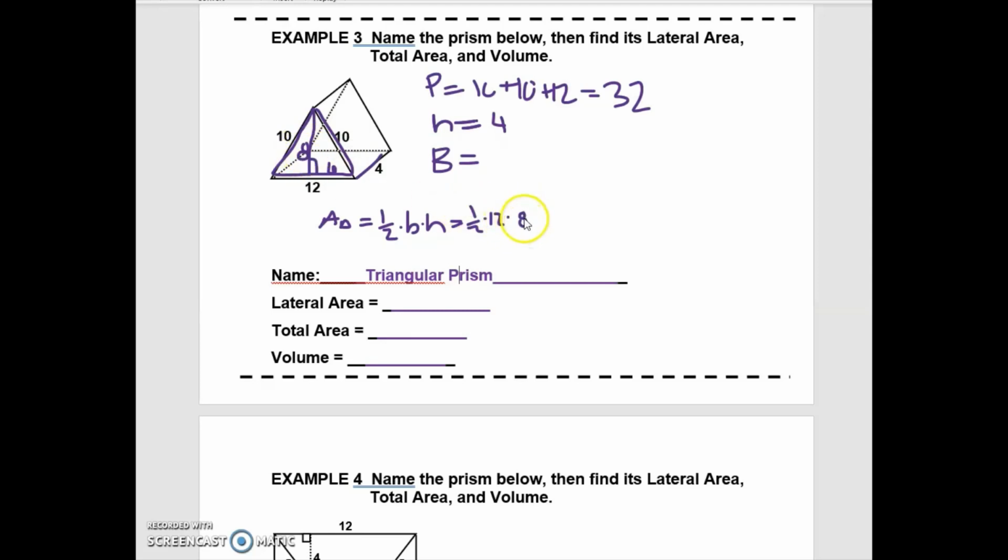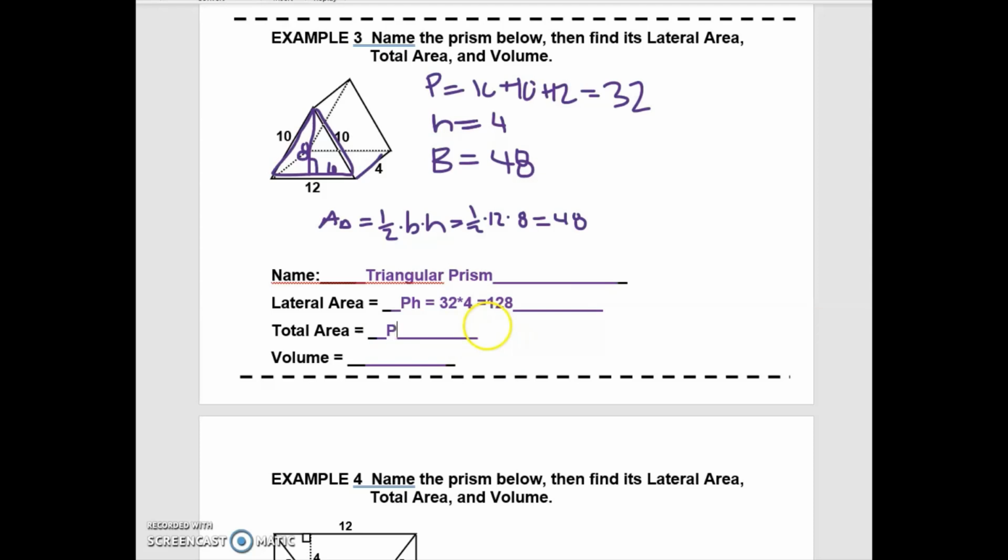If you want to use the Pythagorean theorem, you could, and you would get 8. So 1/2 of 12 is 6, and 6 times 8 is 48. That is our B. Let's use this to find our areas and volumes. Lateral area is perimeter times height, so 32 times 4 is 128.